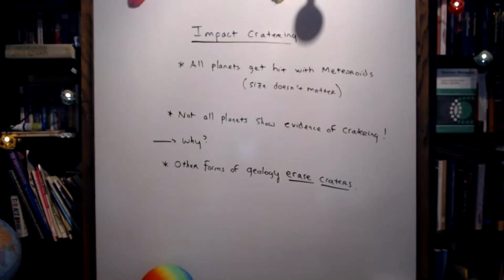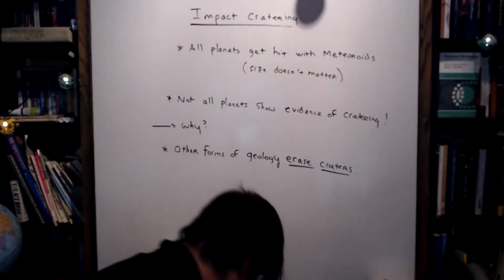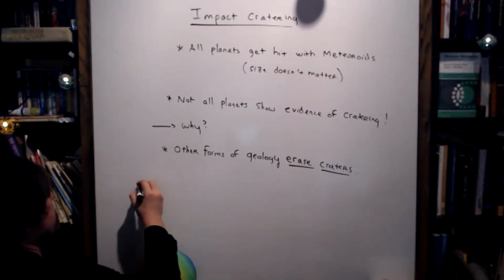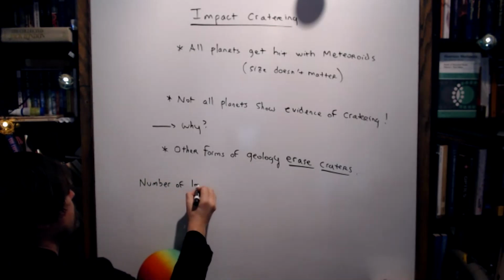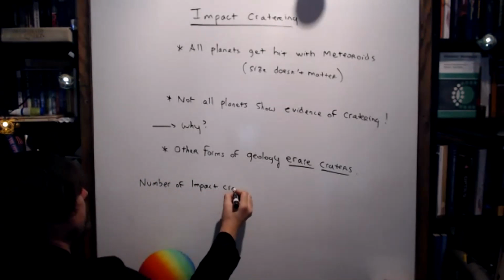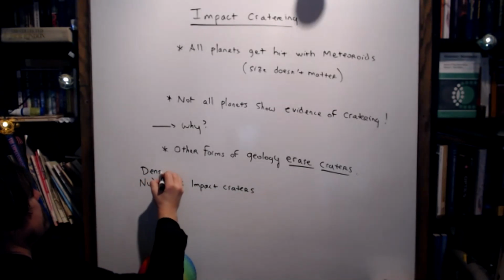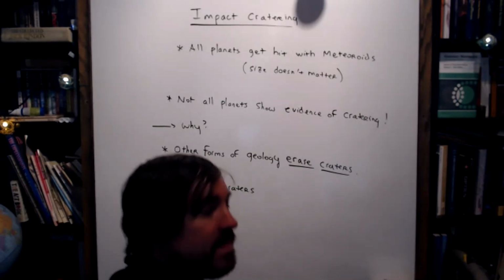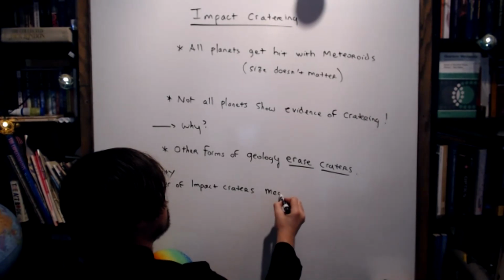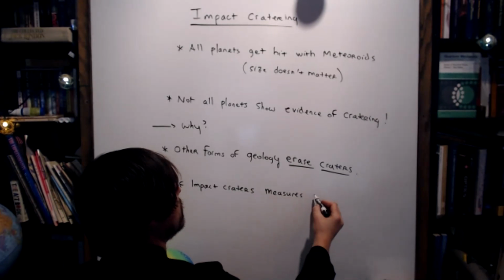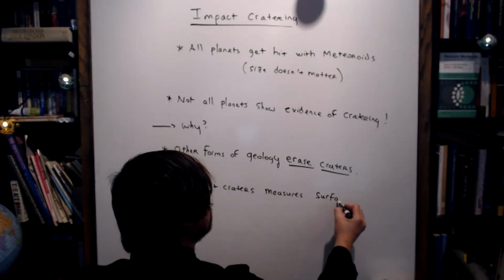This leads us to a very important conclusion that is one of the key bases of planetary science, which says something like this. The number of impact craters, or let's not say the number, let's say the density of impact craters on a surface is a measure of the surface age of a planet, not the age of the planet, but the surface age.